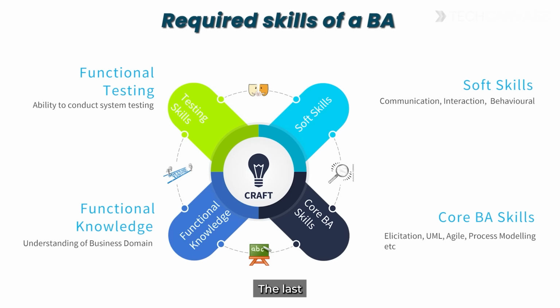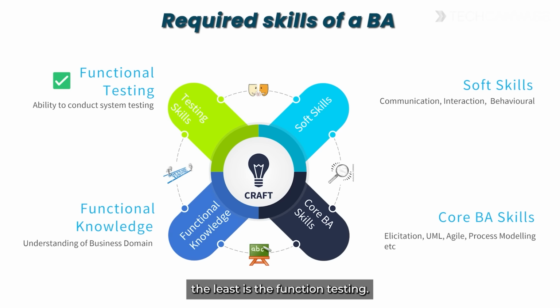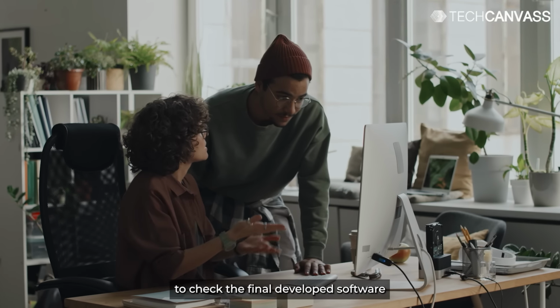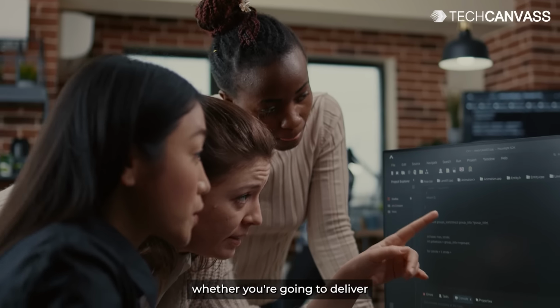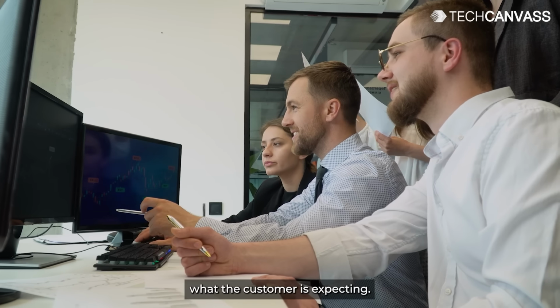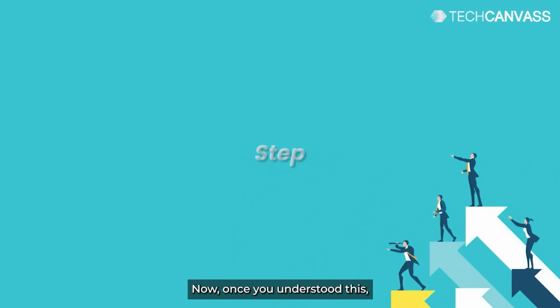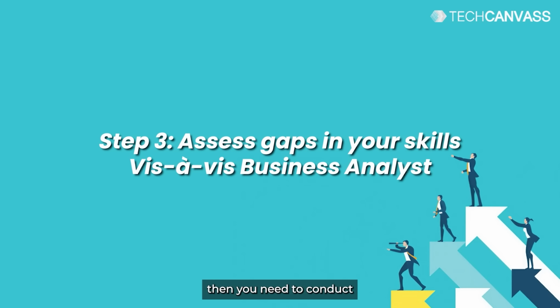The last but not the least is functional testing. You should be in a position to check the final developed software to understand whether you're going to deliver what the customer is expecting. That's the least you can do. These are the 4 broad categories, and I also specify the specific skills in each category. Now, once you have understood this, you need to conduct the third step, which is analysis of the gaps in your skills.